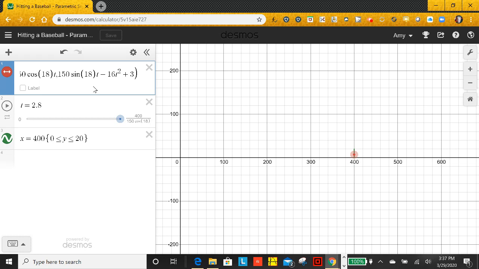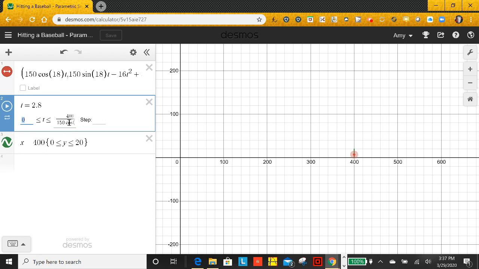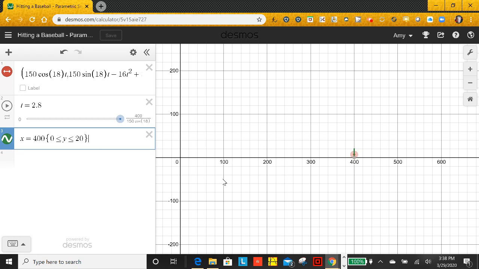Okay? And then, because of our calculations, I changed the time to go from 0 to 400 over 150 times the cosine of 18, because I knew that's when it was going to hit the wall. And Desmos is a little bit more friendly because it'll let you graph a wall at 400 that's only 20 feet high. So I was able to do that, restricting the y, which is pretty cool. All right, so here we go. We're going to go backwards in time, and then boom, it hits the wall.